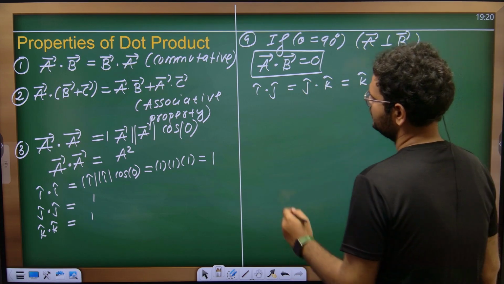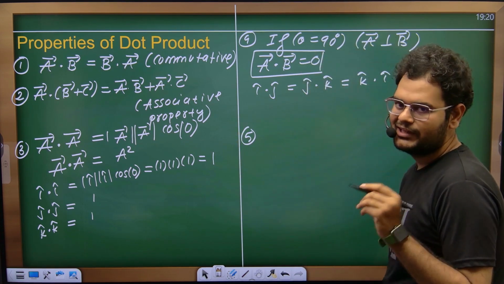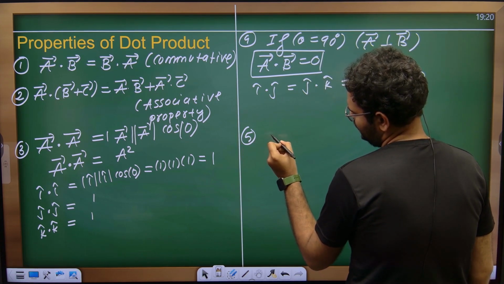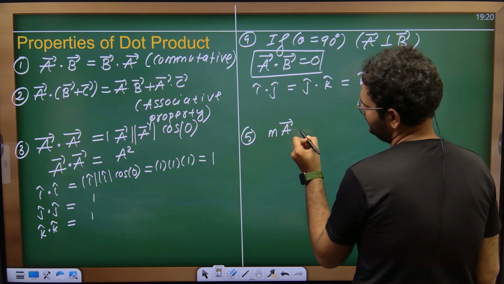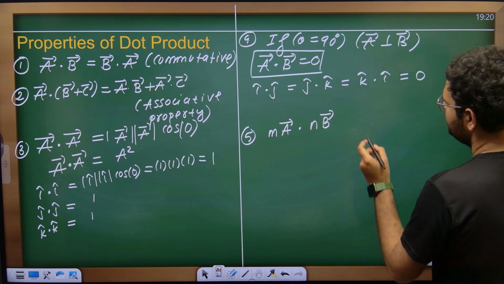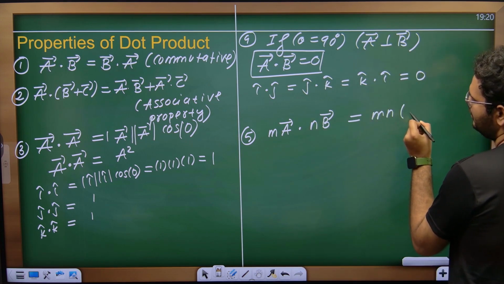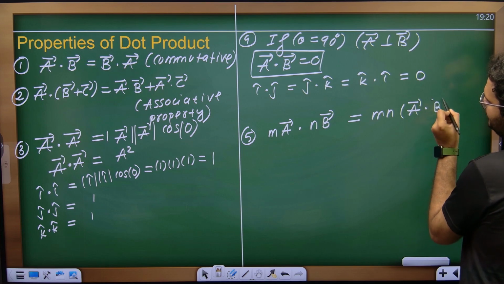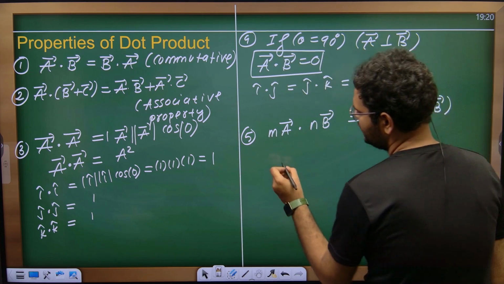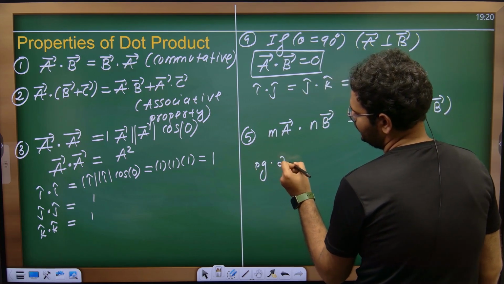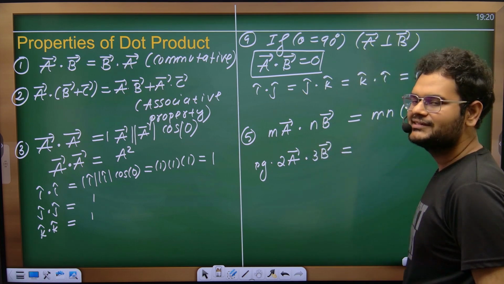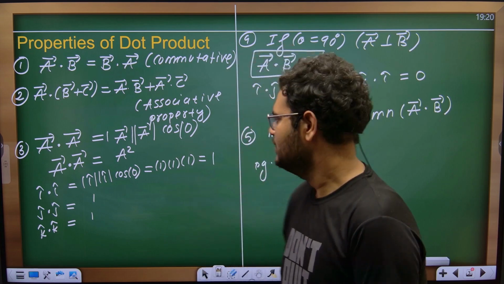Another important property. What is that important property, sir? I will tell you. Wait. Suppose if I do like this: m a vector dot n b vector. What is this? I will tell, don't worry. So simply I will write mn times a vector dot b vector. That means this m and n you can directly take outside. How, sir? We are not getting. See, example: 2a vector dot 3b vector. You tell me, 2 and 3 are scalar or vector, sir? They are pure numbers. That means they are scalar. So directly take them outside.